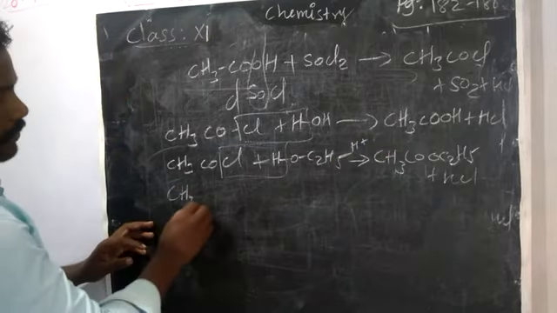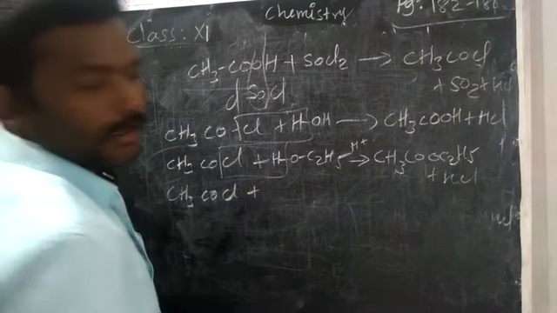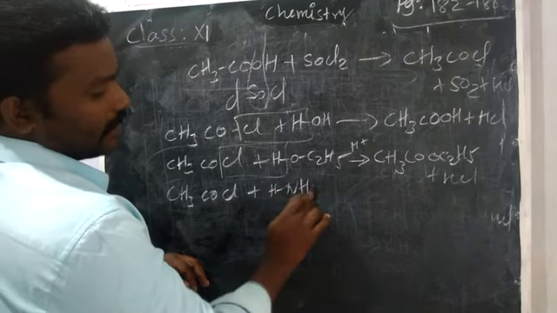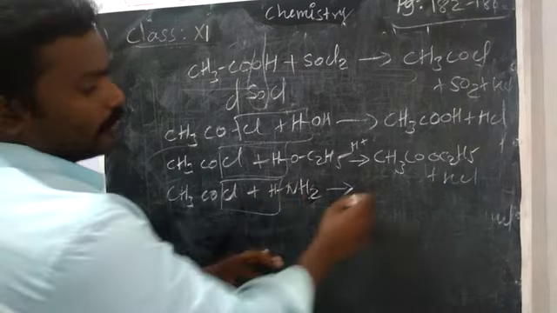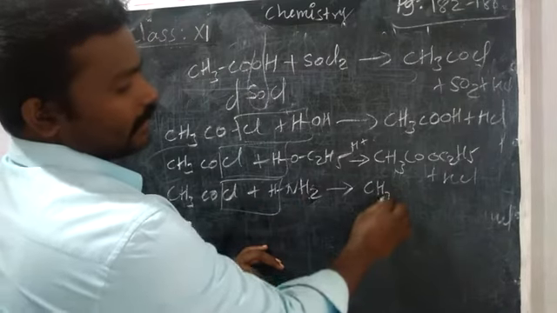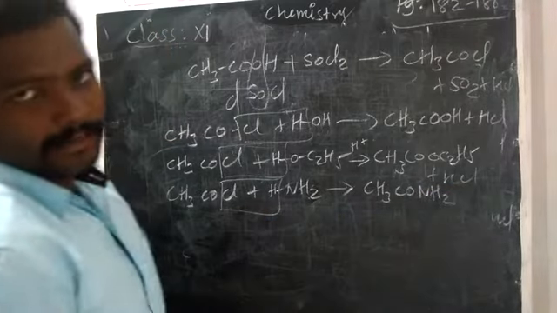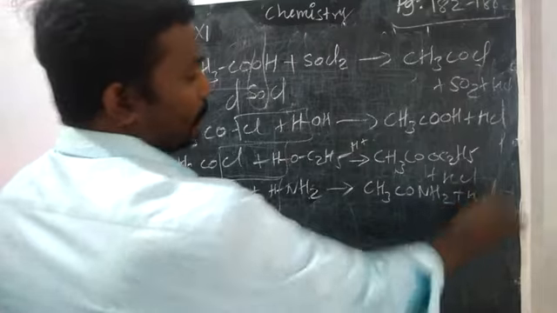Then acetyl chloride reacts with ammonia. NH3, how will you write? HNH2. NH3 you can write HNH2. HCl is removed, so you will get acetamide. This is also used for the preparation of acetamide, one of the derivatives, acetamide plus HCl.